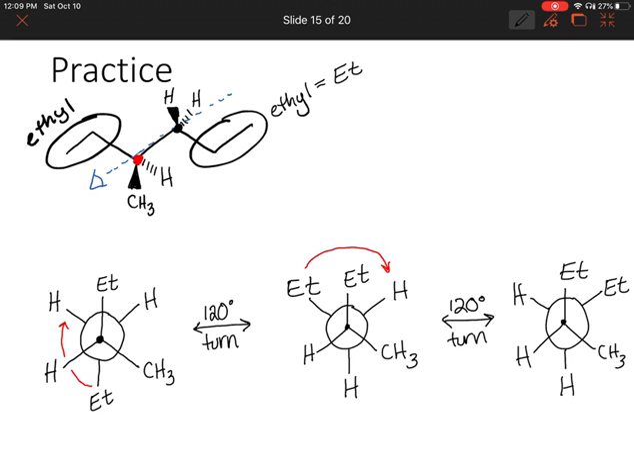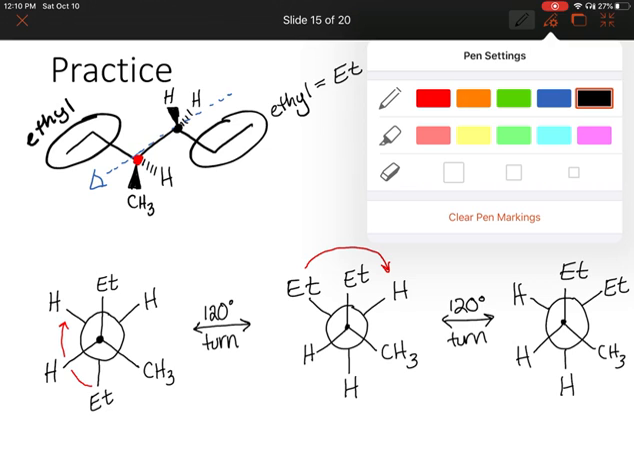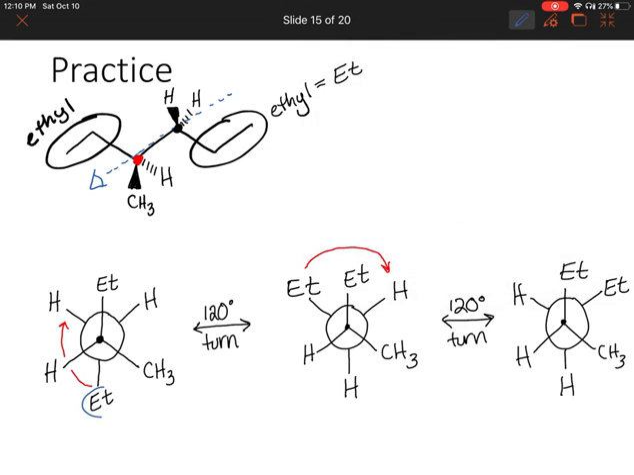Okay, so let's look at our three staggered conformations. Which one is the most stable? The first one, right? Because those ethyl groups, those are the largest groups. And in the first conformation, they're as far apart as possible. Now, we do have some gauche interactions here between the methyl and ethyl group on the bottom, but we also have those in the other two conformations, so that doesn't really help us rule out which one is most stable.